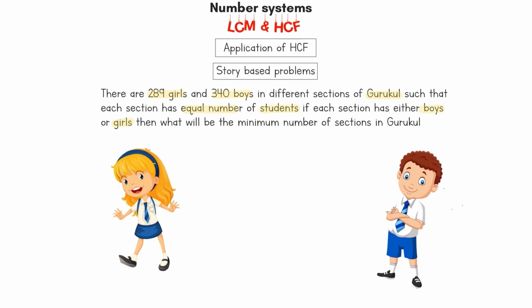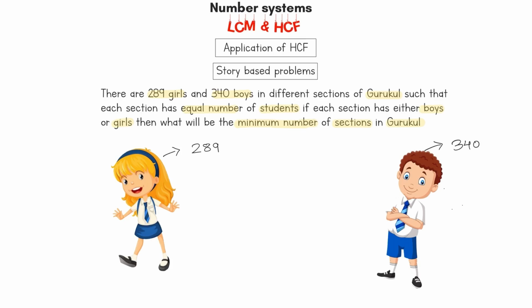Then the question is asking, what will be the minimum number of sections in Gurukul? So that is my question. Let's start analyzing. How many girls are there in Gurukul? There are 289 girls. And how many boys are there? There are 340 boys in Gurukul.